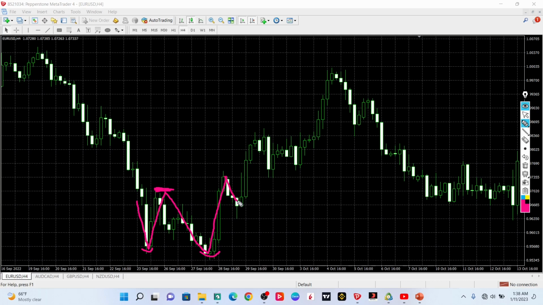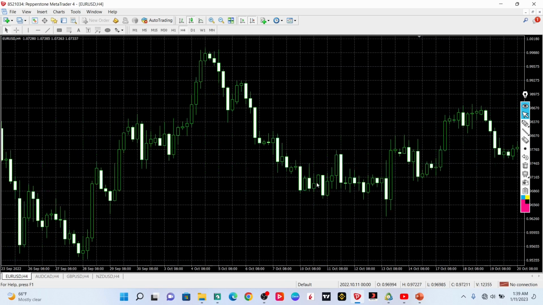And then after this retest, we get this candle pattern. This is a reversal pattern. That's a hammer, inverted hammer. Okay, and then the price increases. Head back into history again.